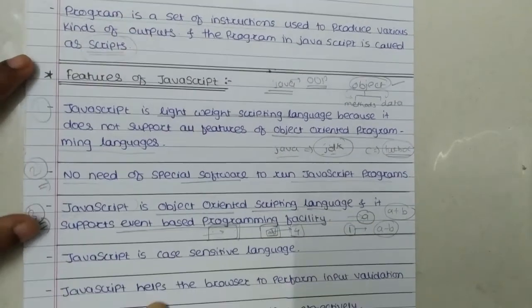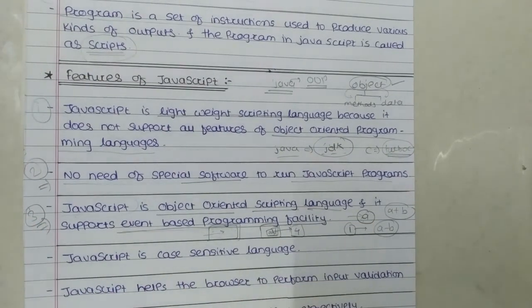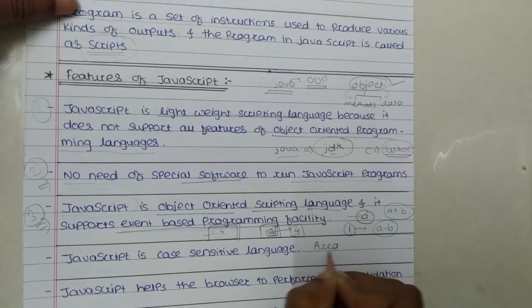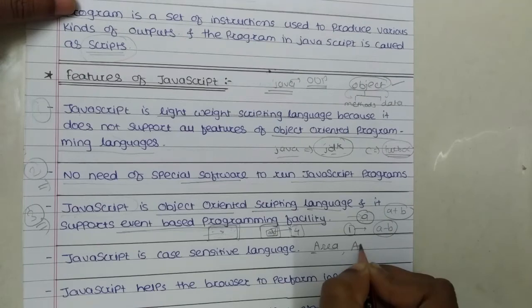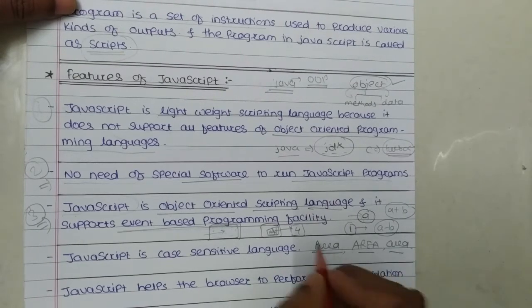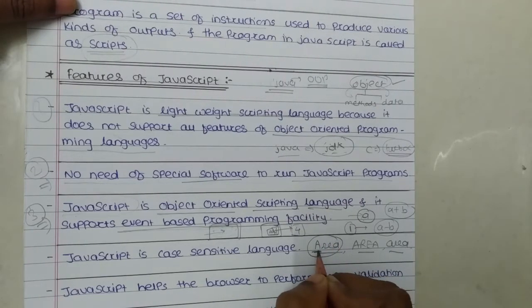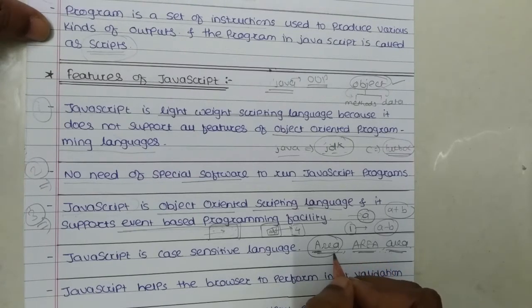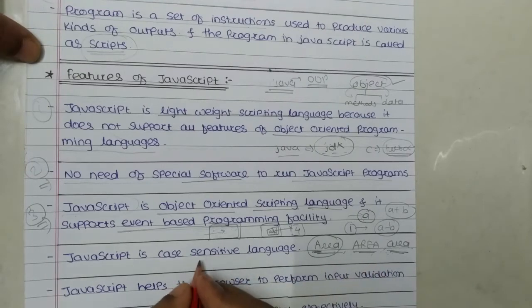Now next, JavaScript is a case sensitive language. So what is case sensitive? Listen here, when I write area, this is area and this one is AREA. All these three words are different from each other. Why? Because in this one, A is capital, here all letters are capital and here all letters are small. That means these three words are not the same. Clear? And case sensitive means what?